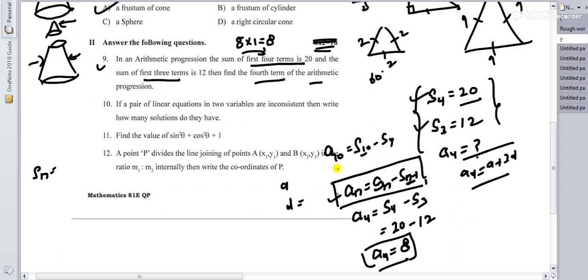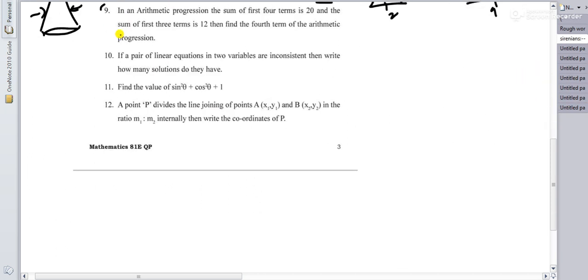In the exam you can write like this: second main, question number 9. Don't write second main first question. Always write whatever question number they have mentioned. Question number 9, answer, and then you can write this as data. Data is given: S4, S3, A4 is question mark, and then you can write the solution. Got it? Moving to question number 10 now.